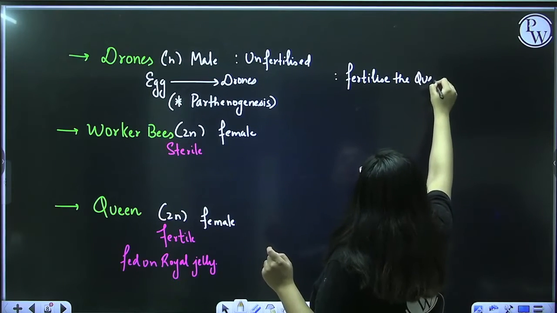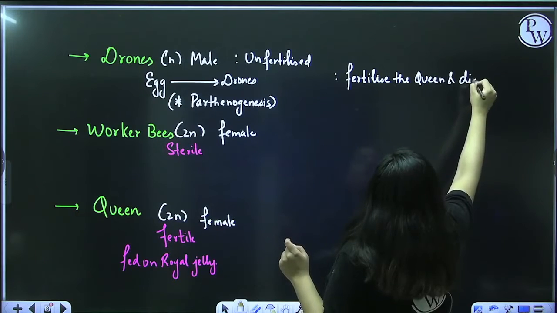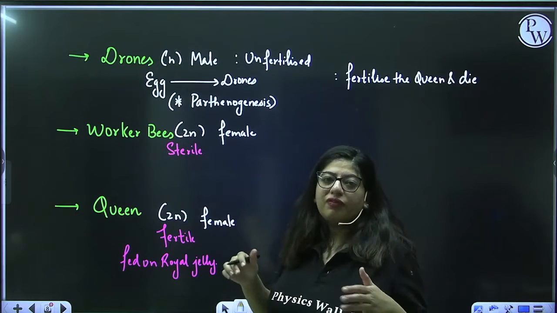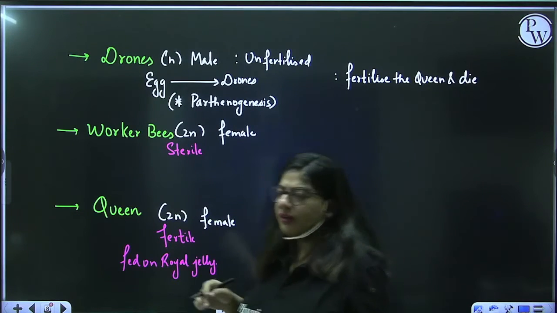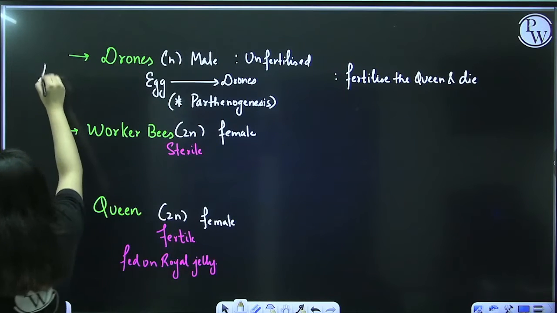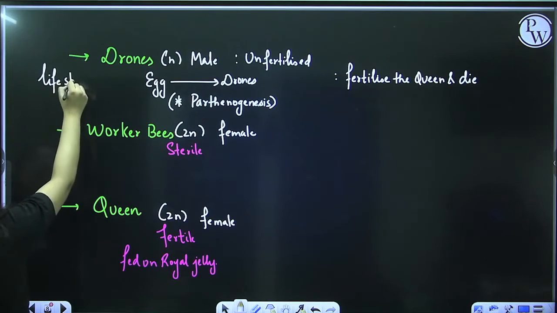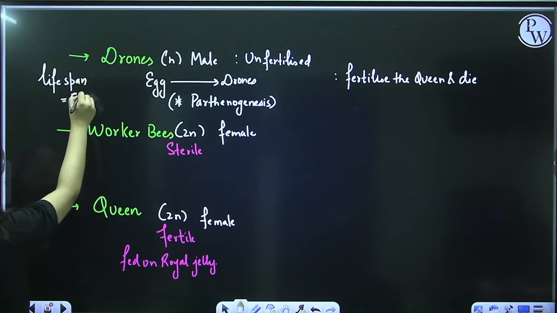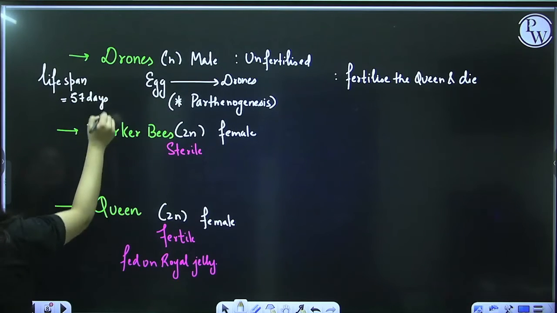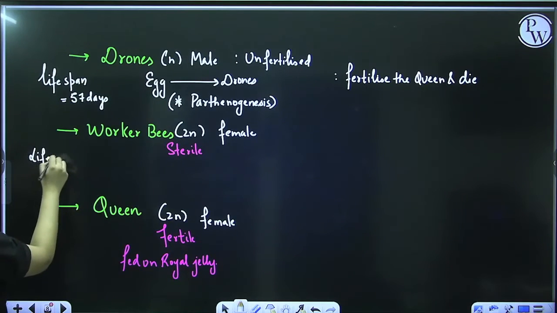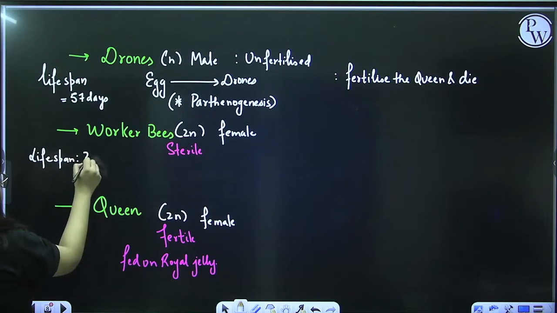They fertilize the queen and die. So that's why their lifespan is very short. They live for around 57 days only, right? Whereas worker bee, their lifespan is 3 to 4 months.